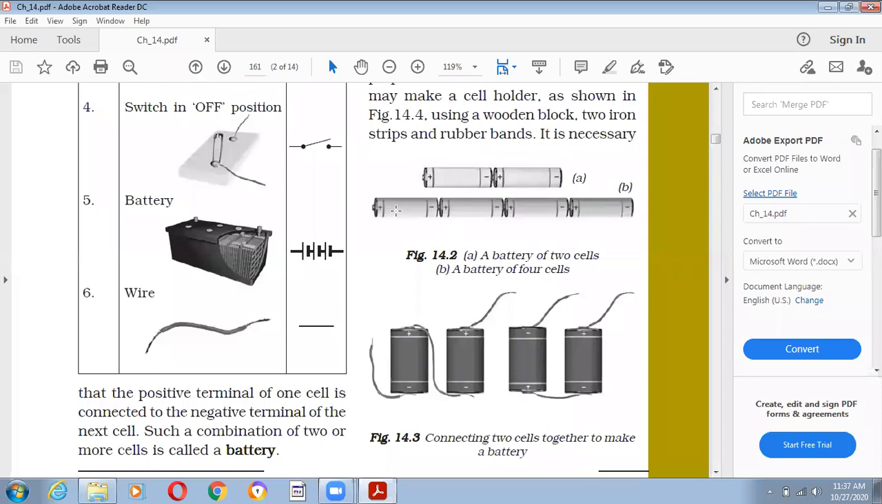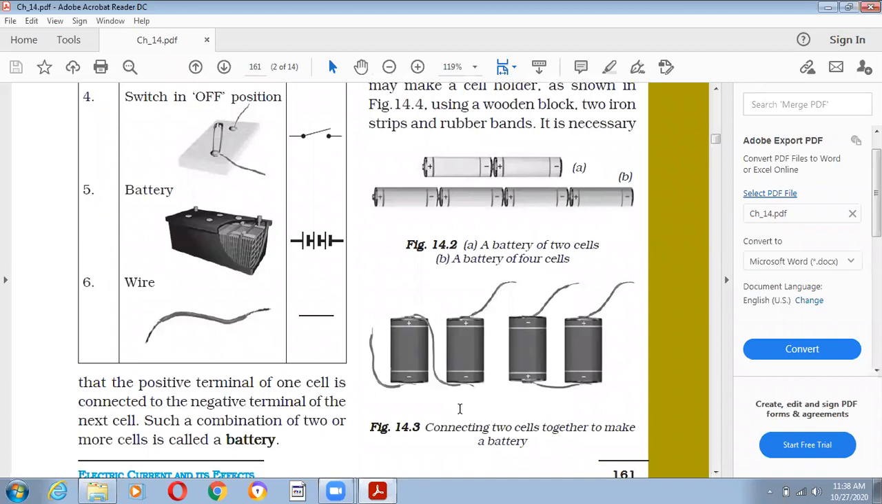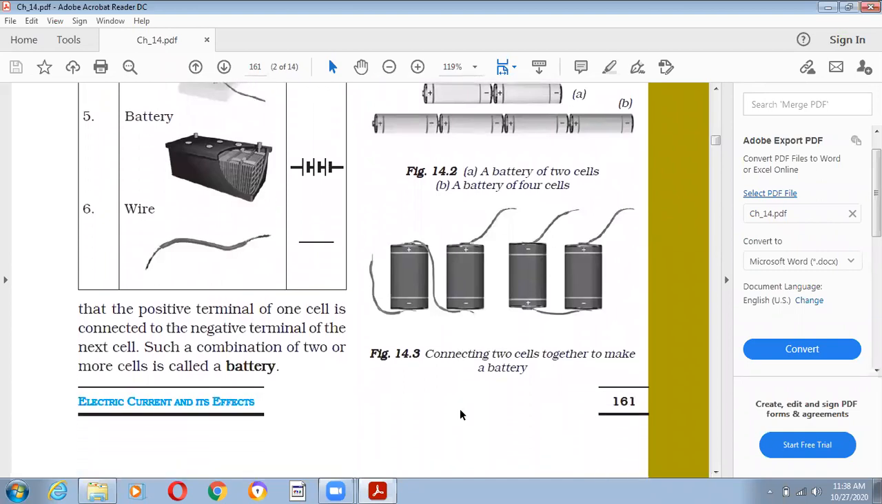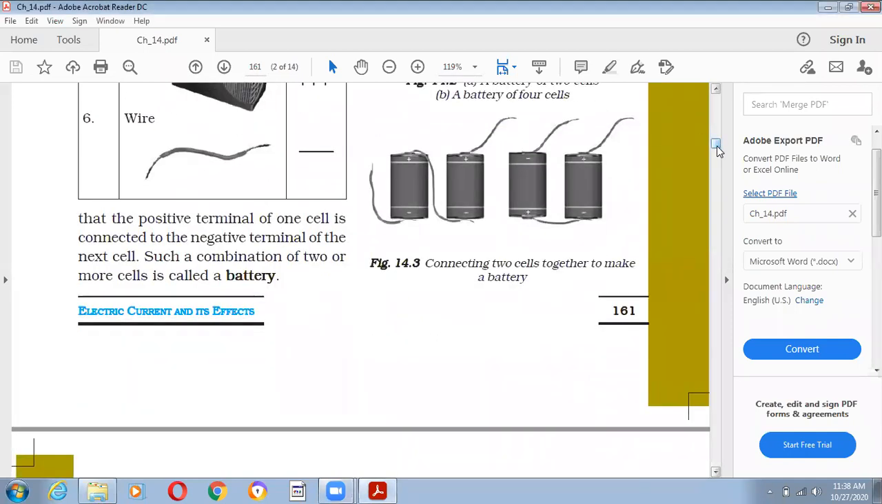This is called series combination, in which the negative terminal of one cell is connected with the positive terminal of another cell. Then it is known as series combination. Whereas in parallel combination, we can say both positive terminals are joined at one point, negative terminals are joined at one point. So these are the ways that you can join the cells.